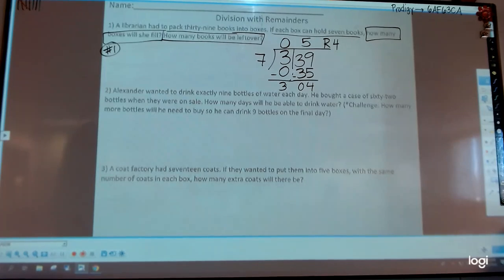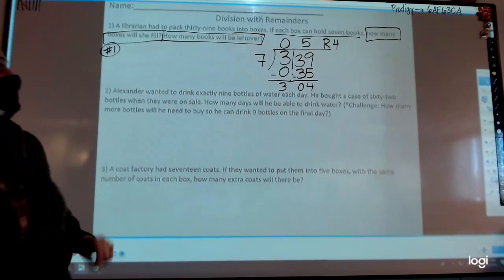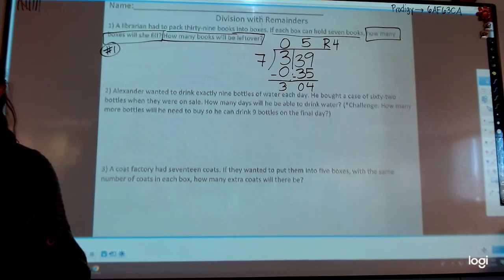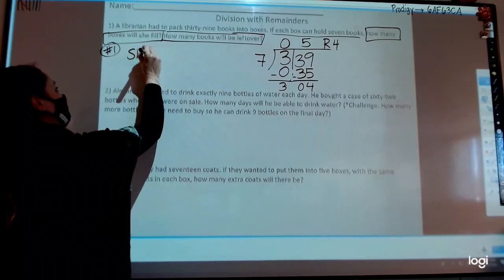Now, if you just circled 5 remainder 4 as your answer, it would be marked probably halfway right because you're close, but we didn't answer the question right. Our first question, number 1, how many boxes will she fill? Chloe? 5. Okay, so we need to make sure we say that. She will fill 5 boxes.